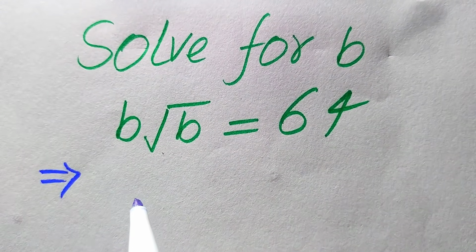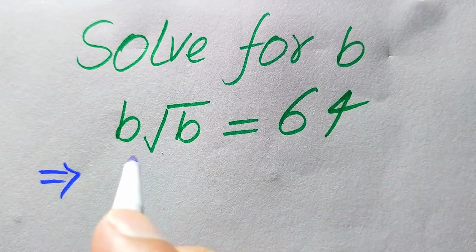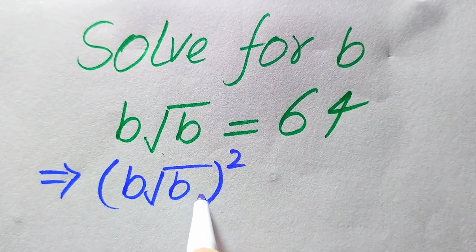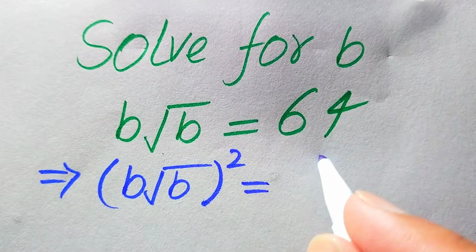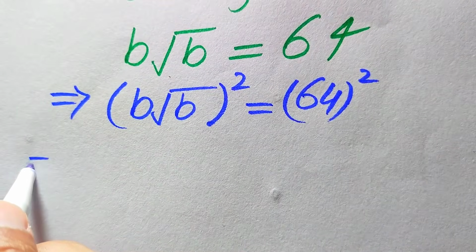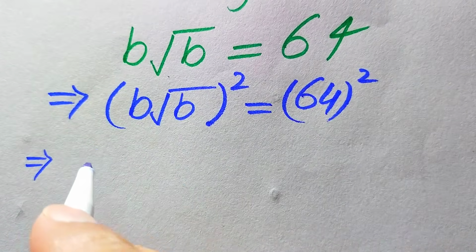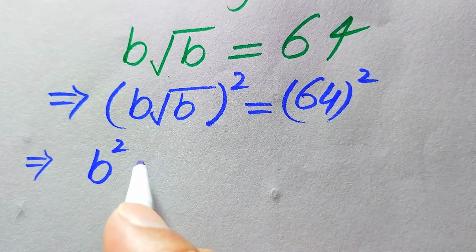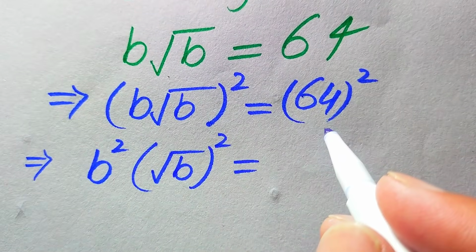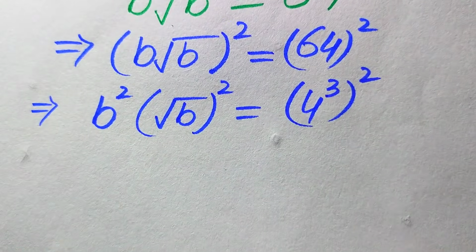First, our target is to remove the square root sign from the left hand side, and for this we take squaring on both sides. After squaring, this is written as b times square root of b, whole squared, is equal to 64 and its whole squared. Now we use the nice algebraic formula and apply the square separately on both of these values, and we get b squared times square root of b, whole squared, is equal to, we write 64 as 4 cubed and its whole squared.